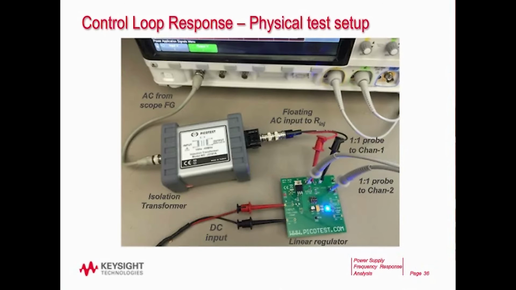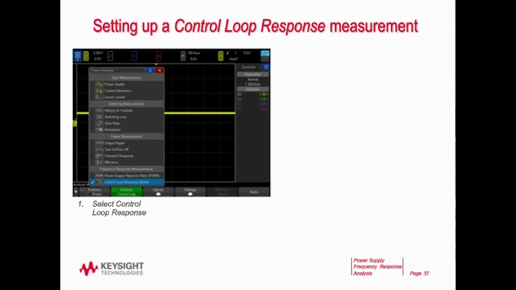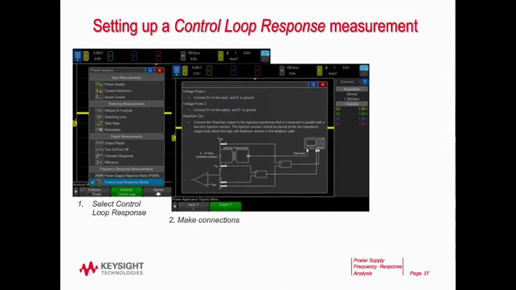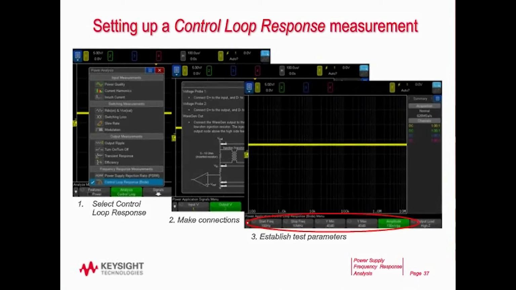Here's how we set it up on the scope. Again, select the power option, pop up the various measurements, and then select Control Loop Response. In the Signals menu, again, a different diagram will pop up, give you some hints on how to make your connections, and again, you can assign which is input, which is output. In this case, I assigned input channel 1, output channel 2. And then in the Settings menu, this is where I can define, again, my start frequency, stop frequency, my minimum plot ratio, my maximum plot ratio, and the output amplitude.